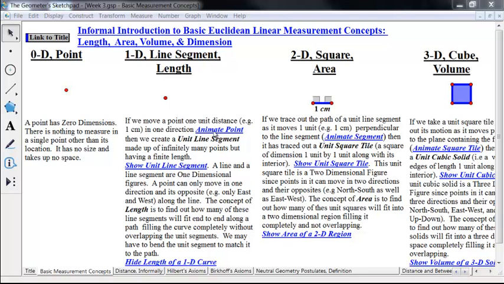representation purposes. So there's really nothing to measure with a point other than maybe its location in a plane, and so it takes up no size, no space. We call that 0 dimensions.